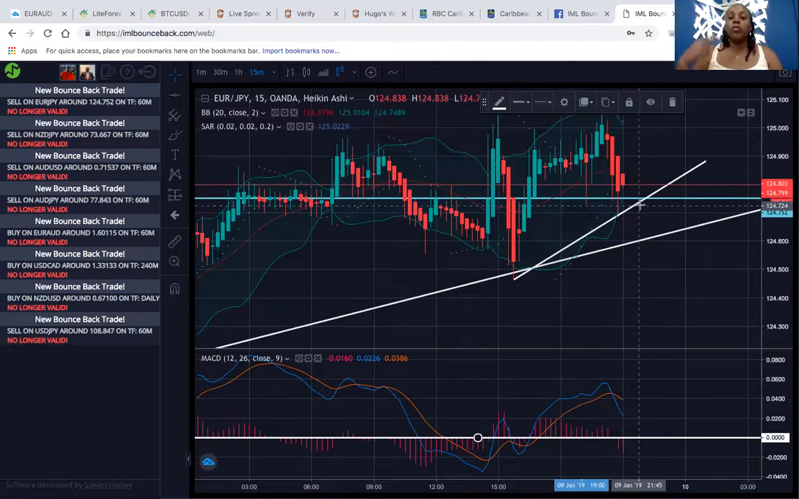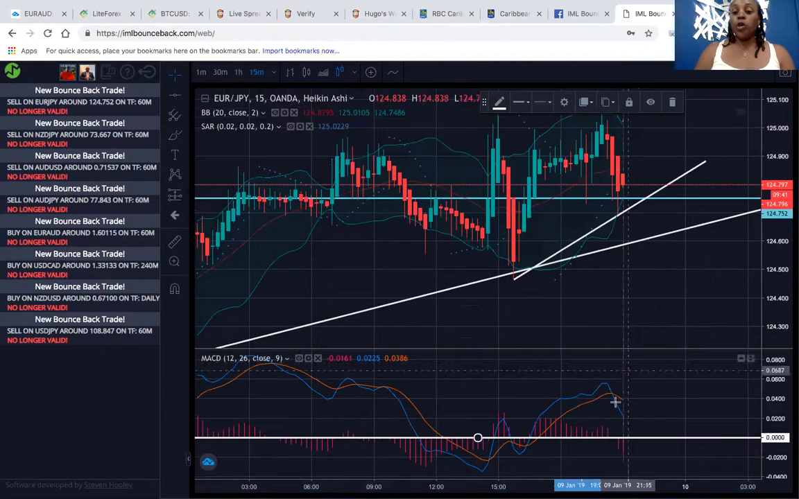So remember, you need two confirmations. The first confirmation is for the trade to break your trend line, right? Once you have the breaking of the trend line, then you look for the confirmation in the MACD. So all you need to do is wait for the MACD to cross the zero line. As soon as it crosses the zero line and you have your first confirmation, you are now free to enter the trade. The trade has now validated your sell opportunity, right?